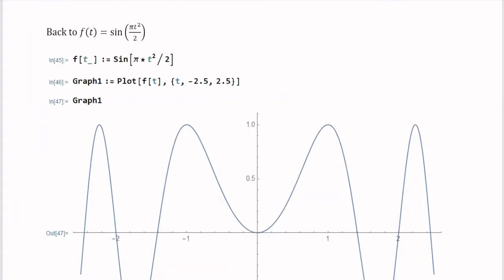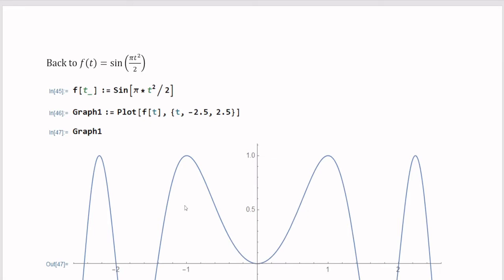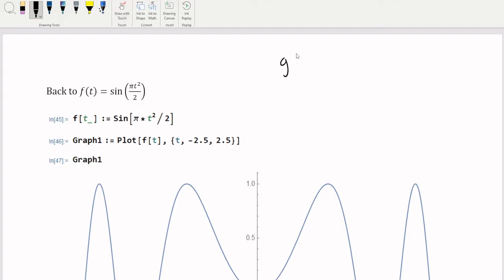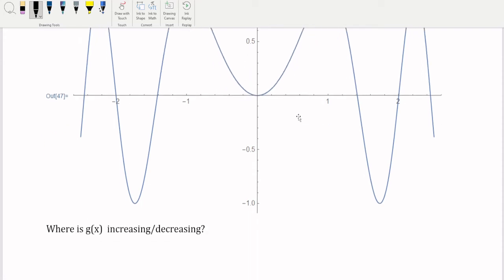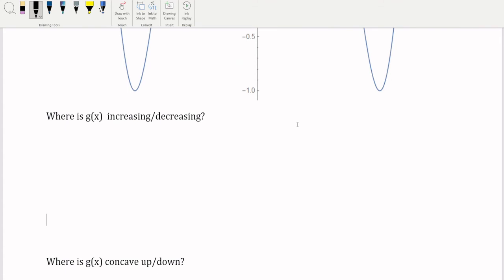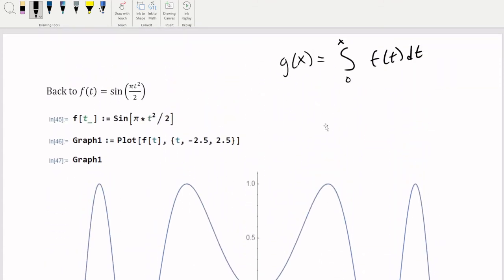Okay, so let's go back to our example of sine pi t squared over 2. Right. So remember how we had set this up before. We have a function g of x, which was the integral from 0 to x of f of t dt, okay, where f is this function, which is graphed below. And so we might want to ask the question, well, where is, based on this, where's g going up? When's it going down? When's it concave up? When's it concave down? And so what you need to do is remind yourself of the connection, right? And it's okay to just keep writing this out for yourself, however you need to do it, right?